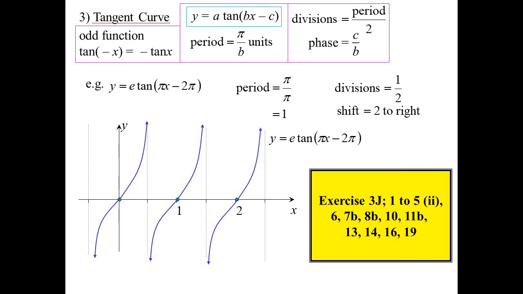Oh, 3J. So you're just going to draw some trig curves, but now it's not just a basic trig curve. We're going to do some transformations to it. So it might be a shift horizontally, it might be up or down, it might be a dilation, it could be a reflection, but any of those ideas that we've been looking at.